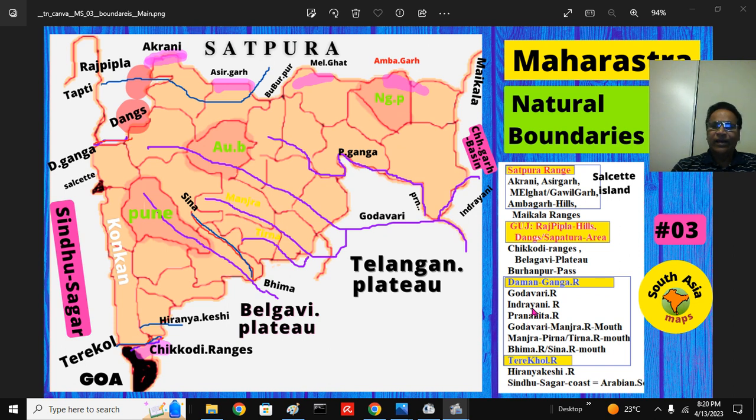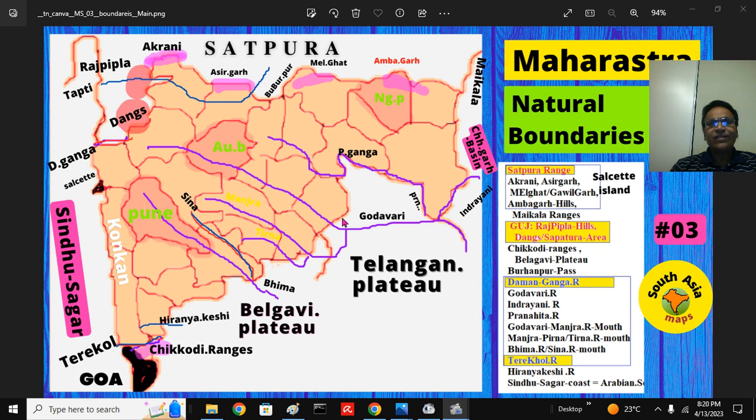Remember, there is again one more Indrayani river in the Pune region that joins Bhima river, that joins eventually Krishna river. That's a different one. So the same name is given to many rivers. So then the mouth, Godavari Manjra mouth. This is the Godavari river. In the Godavari valley, this is the Manjra river. It's the mouth, it's the border almost.